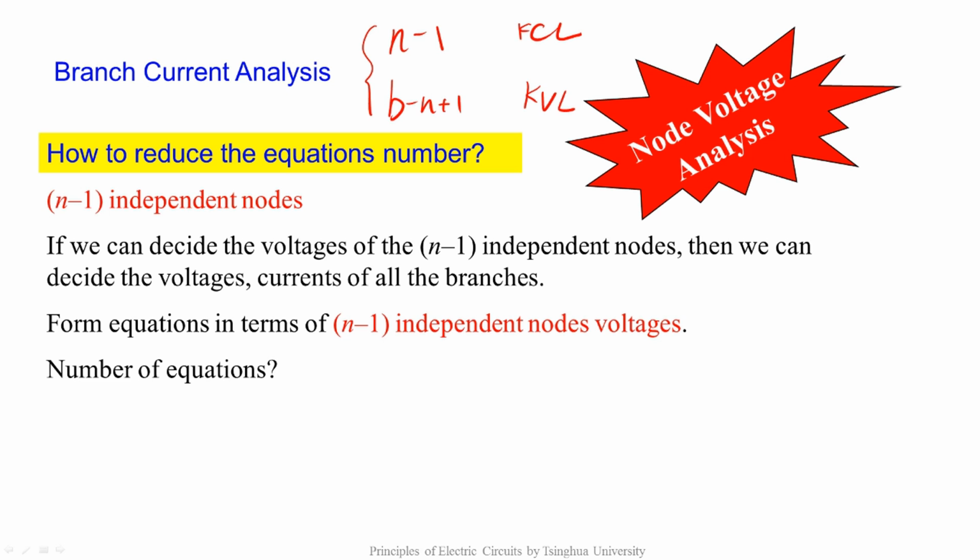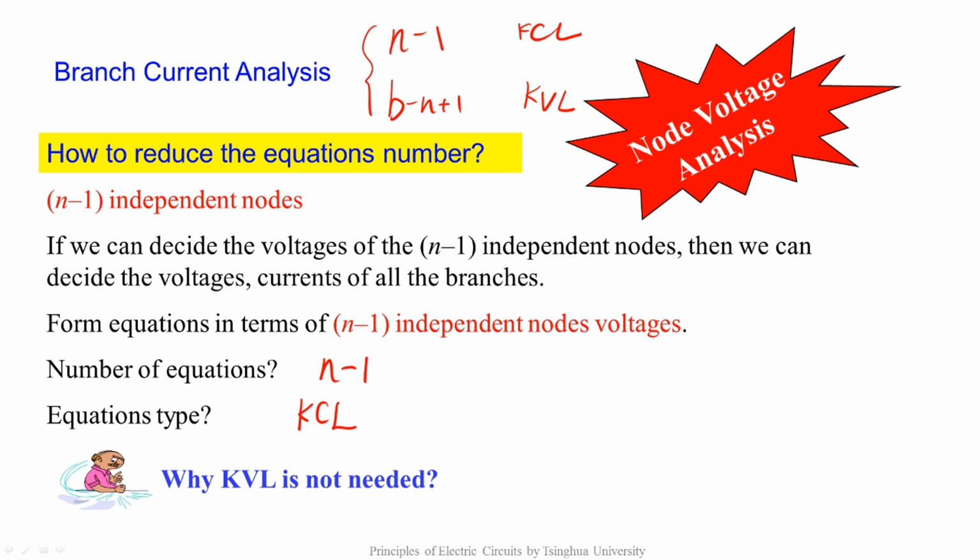Think about how many equations are required for the node voltage analysis. Because we want to find the n-1 independent node voltages, certainly we need n-1 equations. What type of equations are these? Or what is the essence of these equations? We write equations for the n-1 nodes. That is, the sum of the currents flowing into or out of the node is equal to 0. That is, these equations are essentially a set of KCL equations.